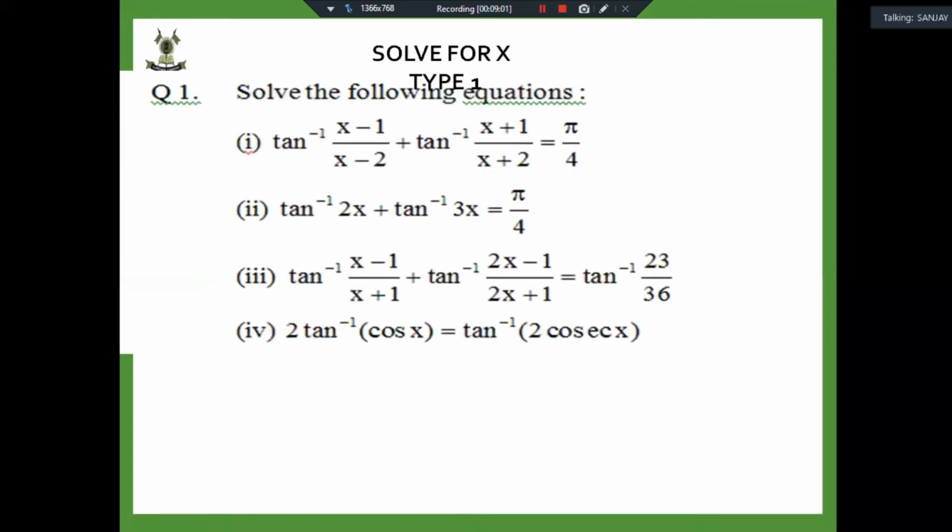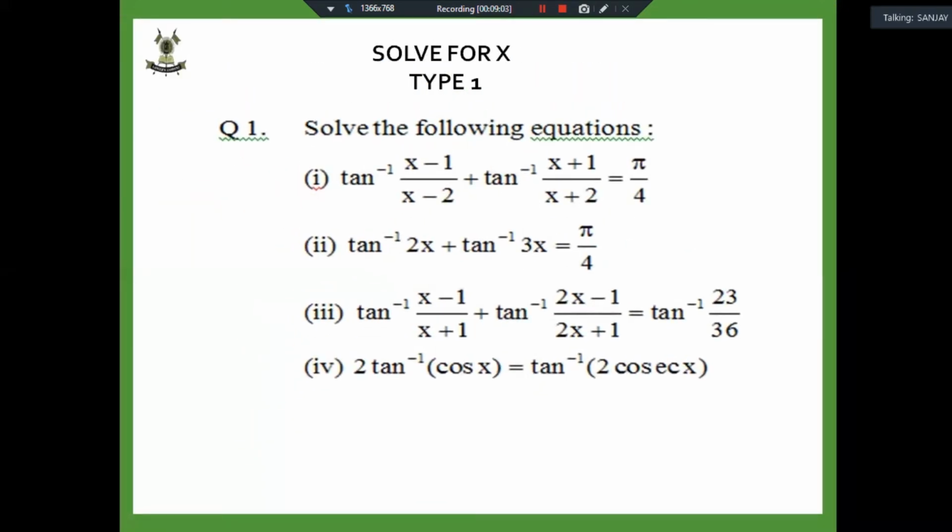The question is solve for x. The first question is for 12A, the second is for 12B, the third is for 12C, and the fourth one is for 12EFG. Okay, so start, 12A class start. The rest of the 3 questions are homework for the rest of the class. Okay, so 12A do the first question. Please start the first question.